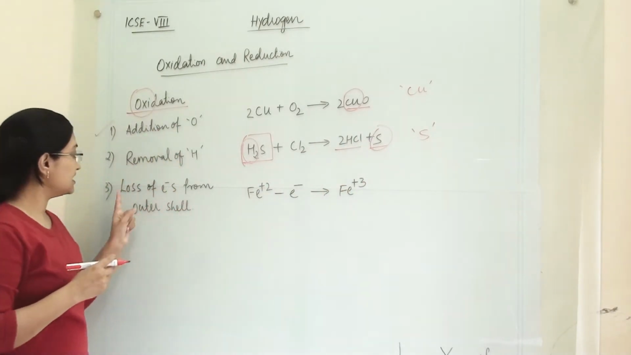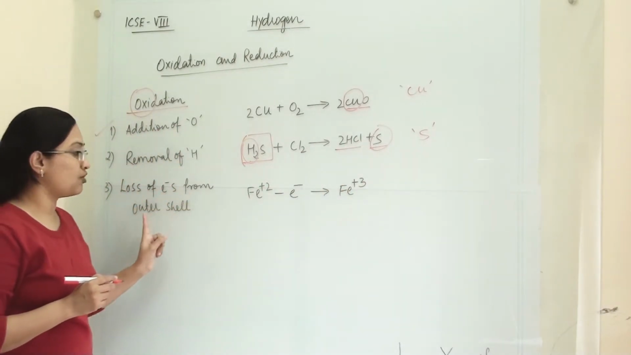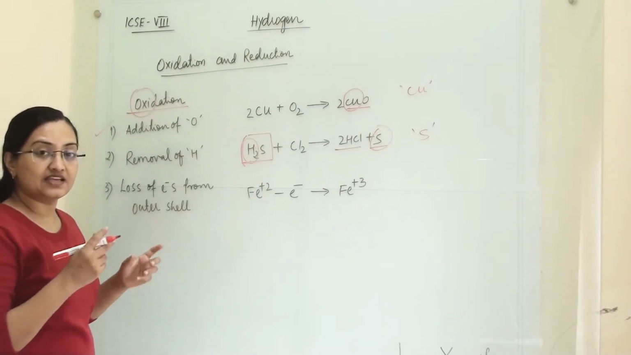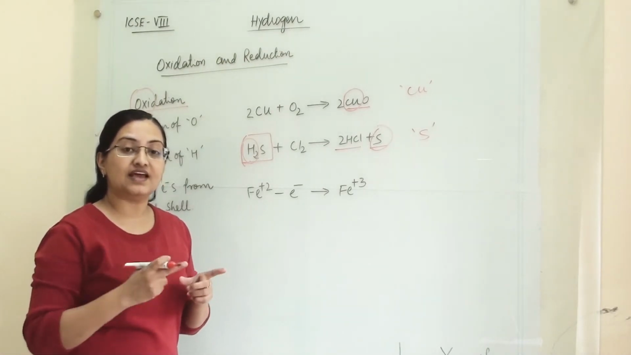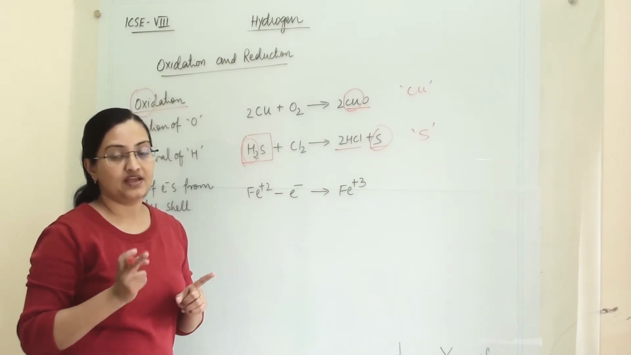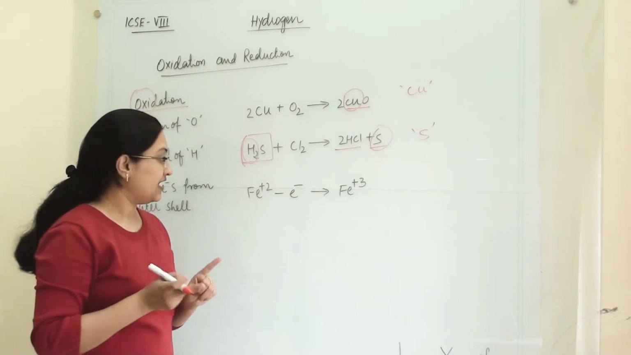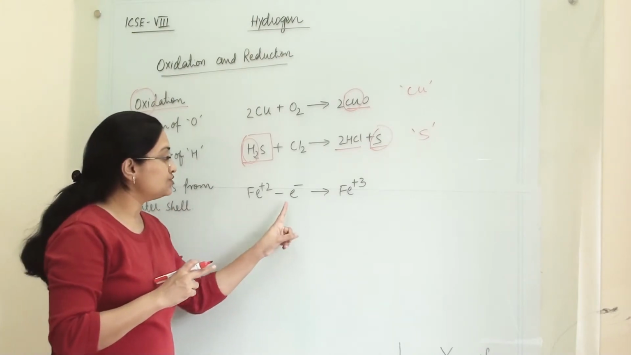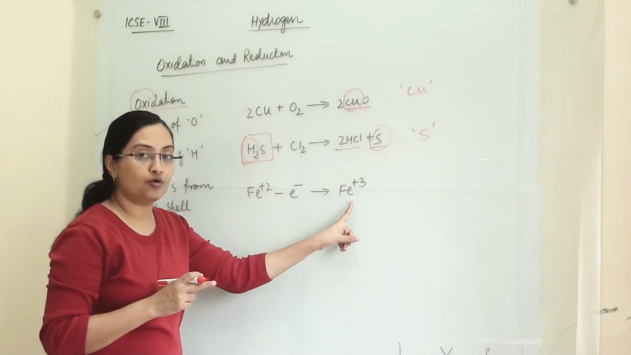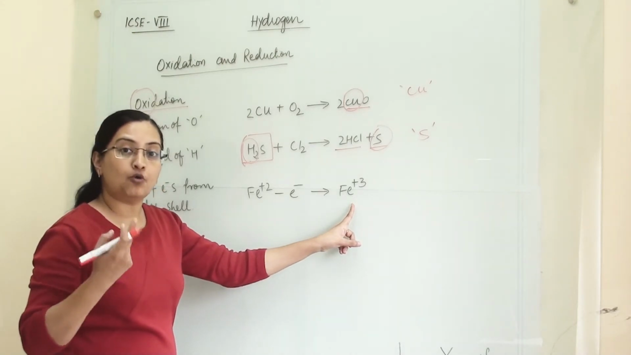Then third is loss of electrons from the outer shell. When an electron from the outer shell is removed, a positive ion, a cation, will form. And if there's already a cation, then it will lose its electron and form a cation with one more positive charge.